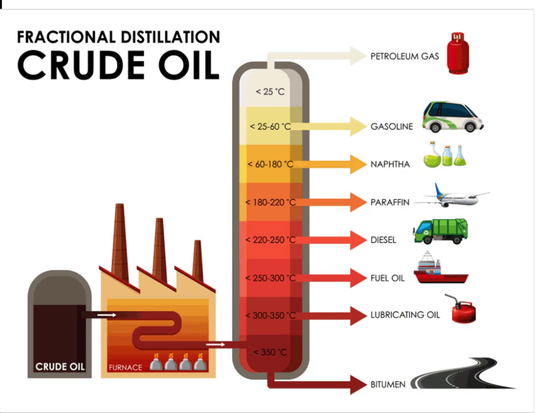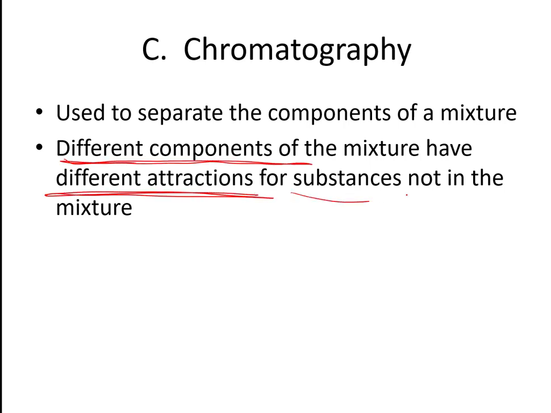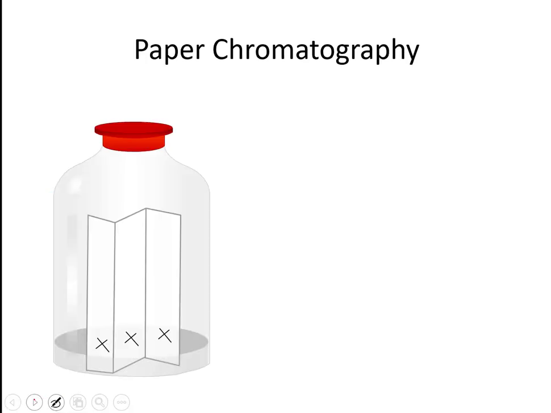Our third method that we're going to talk about is something called chromatography. You probably did this back in living environment class. Chromatography is used to separate the components of a mixture, usually when we have different components with different attractions for substances not in the mixture. And I'm going to show you an example of that now.